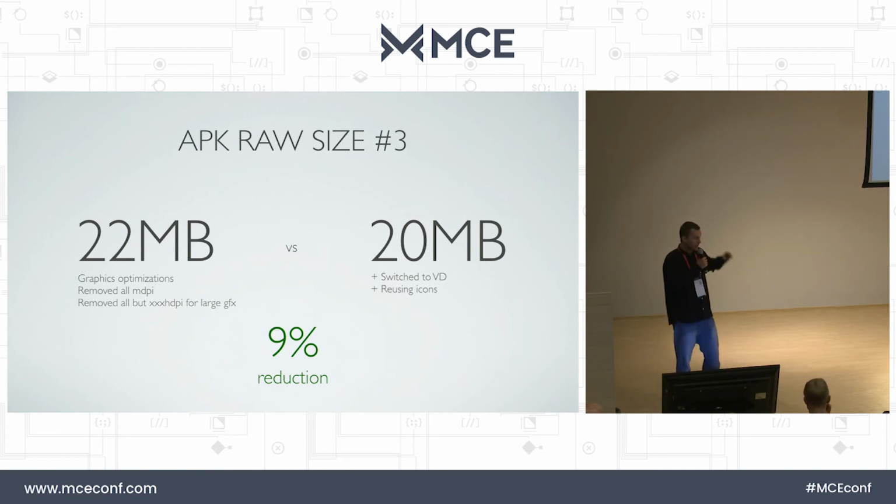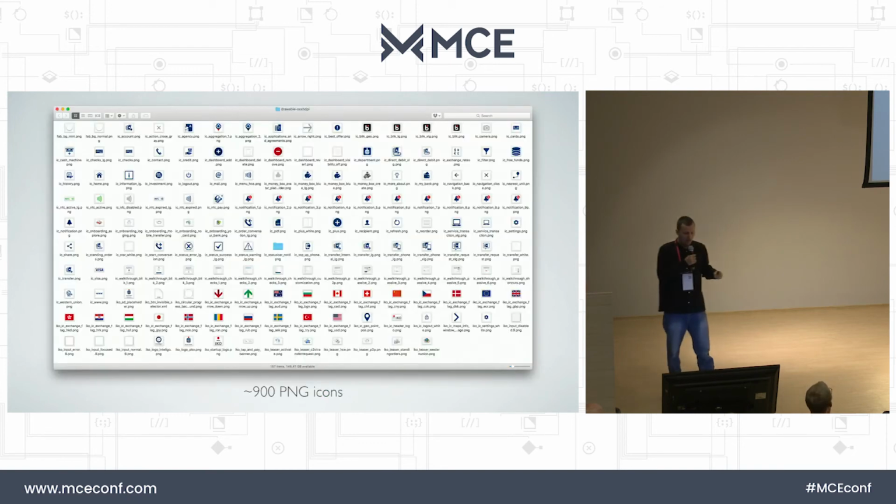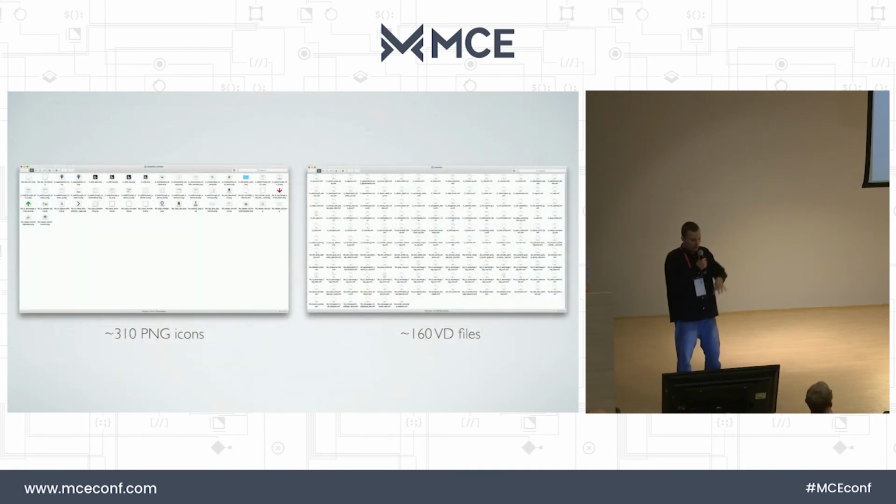But the hidden benefit here is that we started with this thing, which is about 900 PNG icons, and as you can see, that's one folder. That's just XXXHDPI. And as you probably know, it's going to be multiplied by 5. It's not 900 for all, but you can see what the state of that is here. So we got from there to this one, which is about 310 PNG icons, so a lot less. And we have vector drawables. So you might still wonder why we still have some icons there.